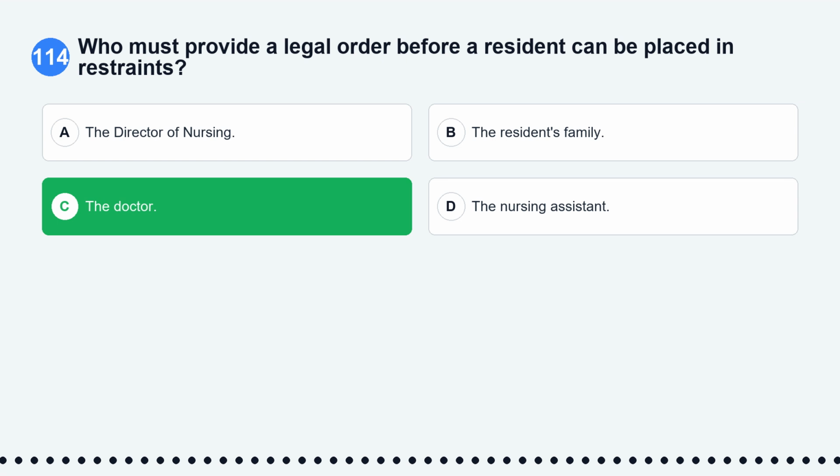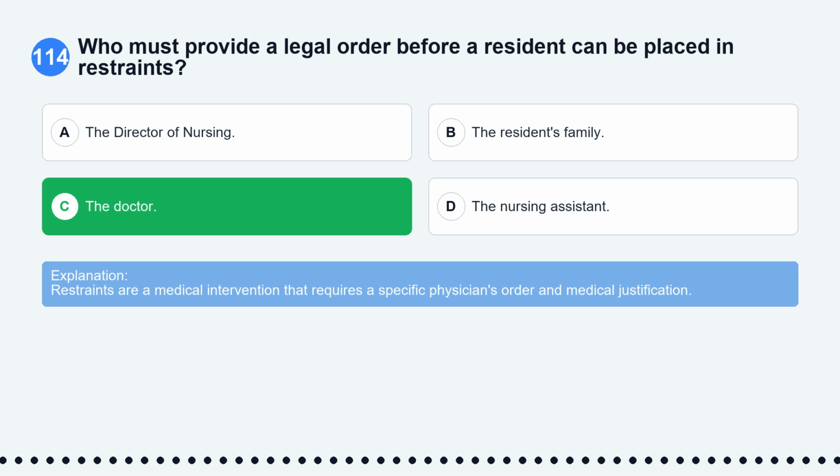The doctor. Restraints are a medical intervention that requires a specific physician's order and medical justification.